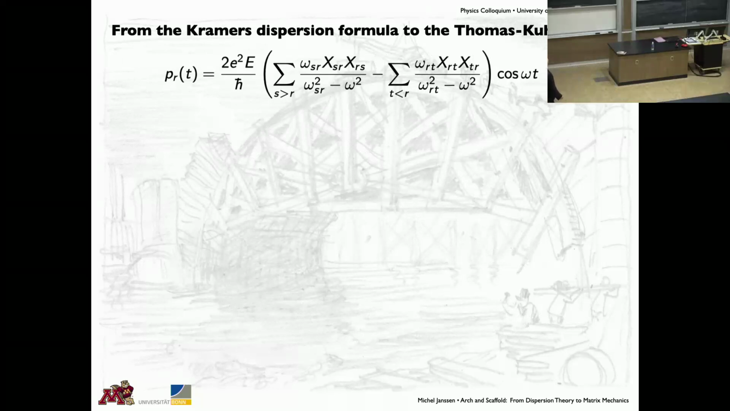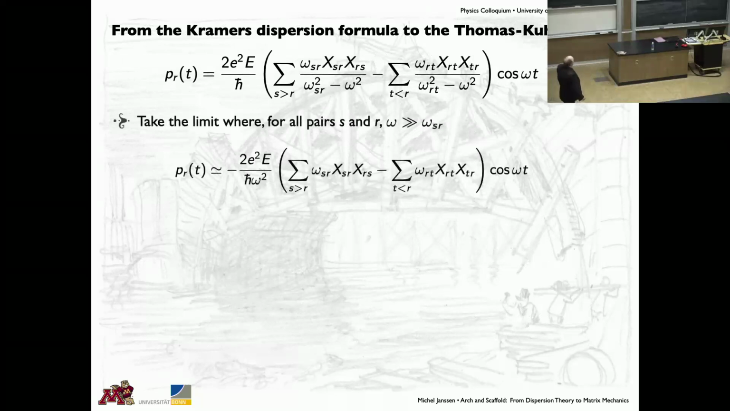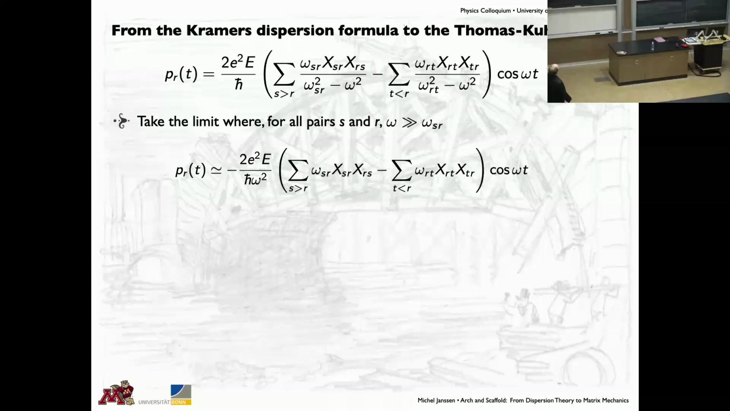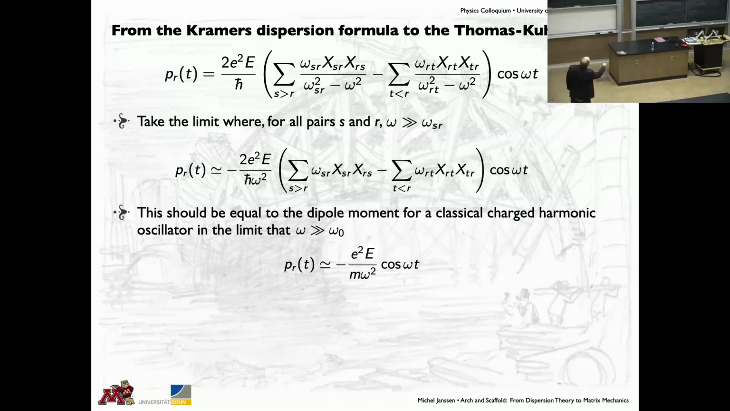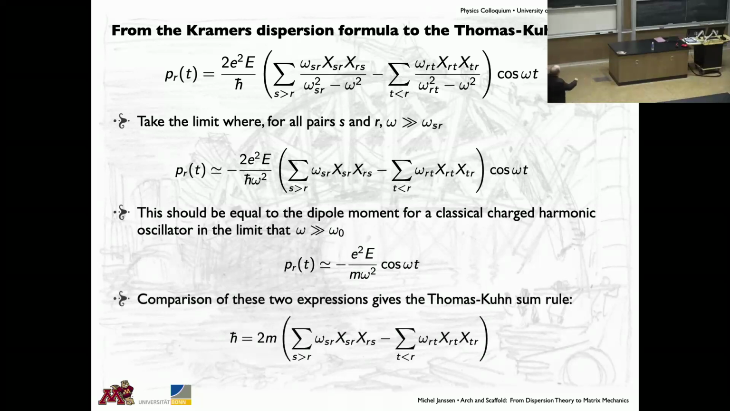Now it's very easy to see how this leads to Heisenberg's quantization rule. You take the limit where omega is way bigger than any of these resonance frequencies, so this thing simplifies to that, okay? And that should then equal the classical case, which is given by that. If you compare these two things, you get this very simple rule. In modern notation, this is the Thomas-Kuhn sum rule.